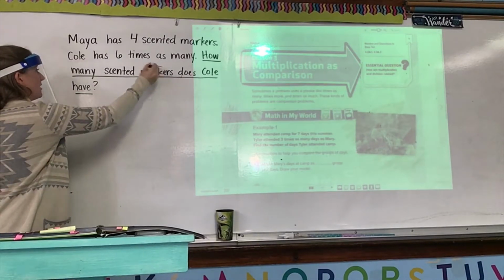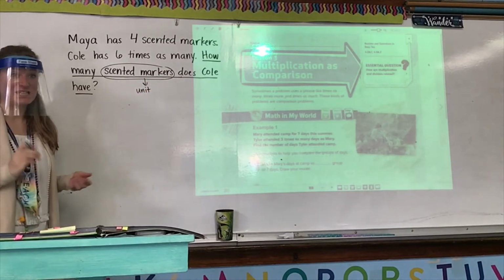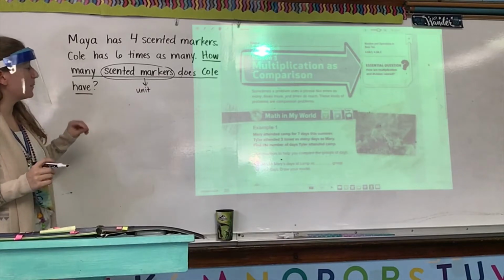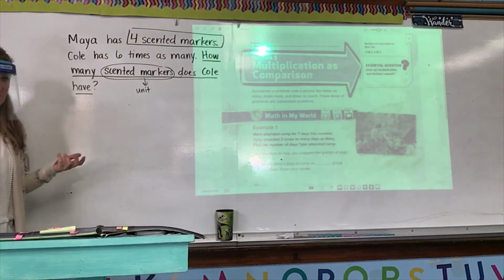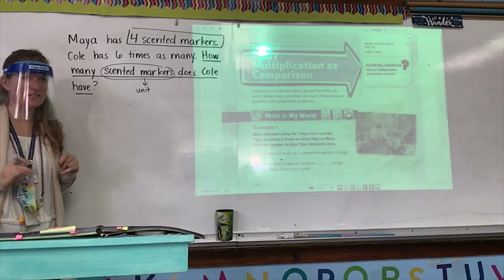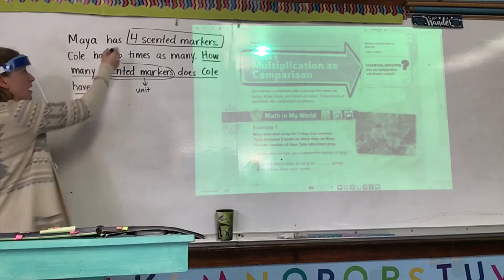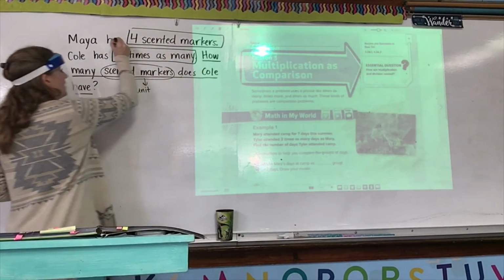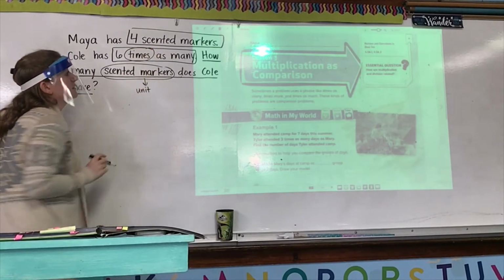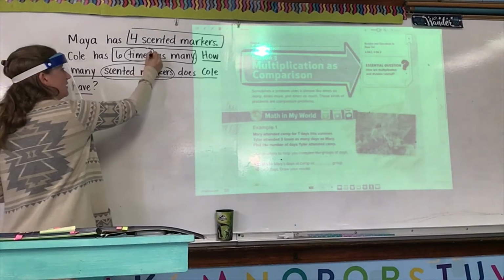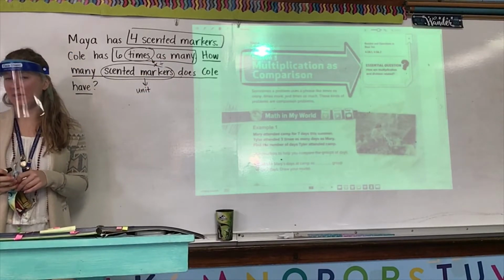Well, first we see the unit. The unit comes after how many. So we know our answer will be in this unit. Now, if we look at the problem, we have Maya has 4 scented markers. That's how many she has. And then we have Cole has 6 times as many. 6 times as many what? Scented markers. So 6 times as many is our other important piece of information. The word times usually means we are multiplying, and it can sometimes mean that we're dividing. Usually it means we're multiplying.